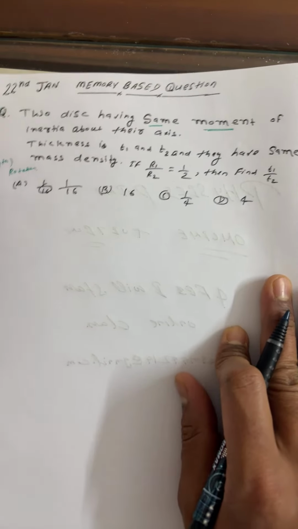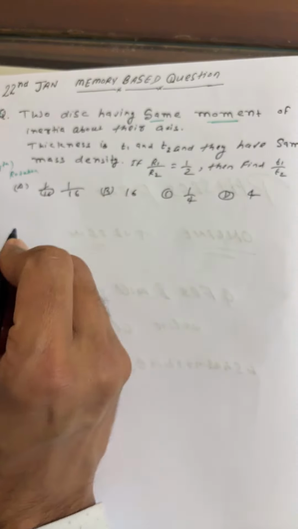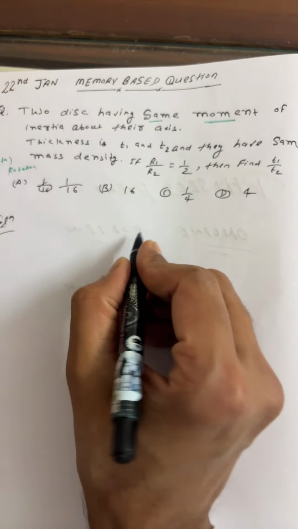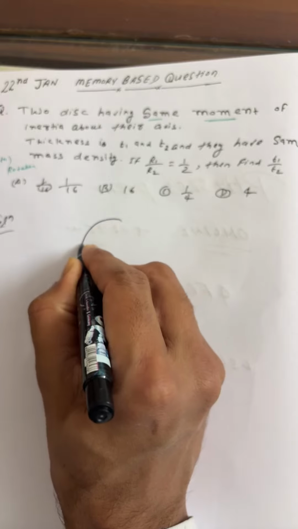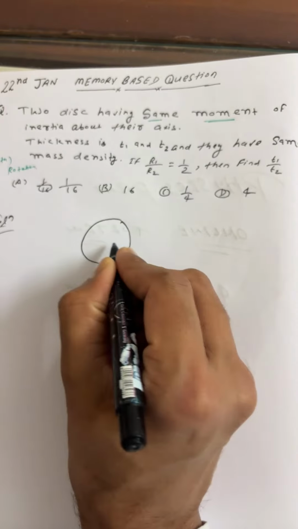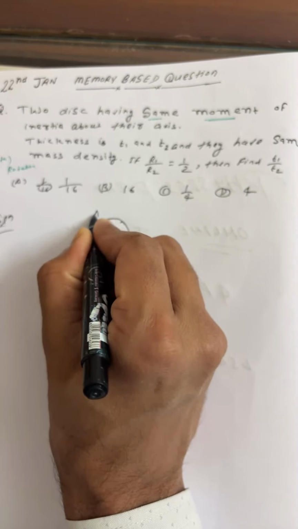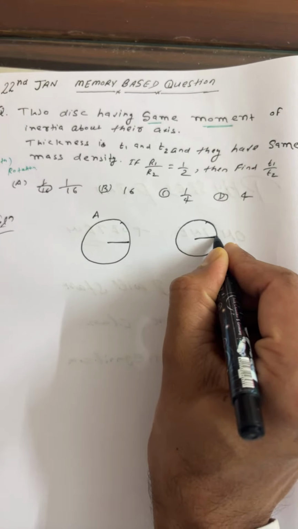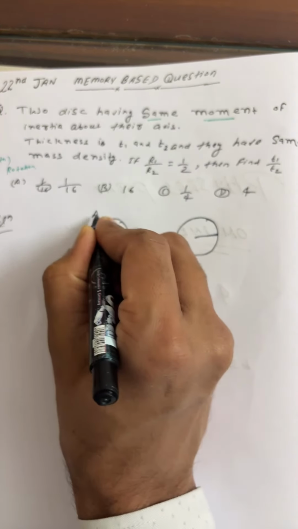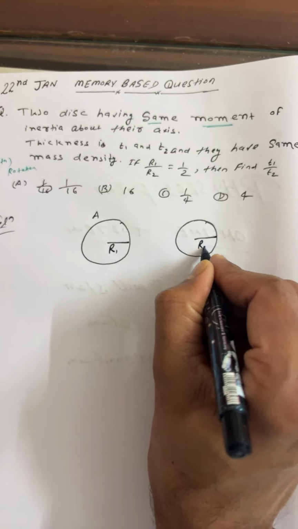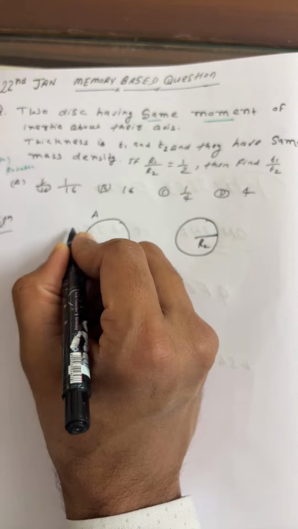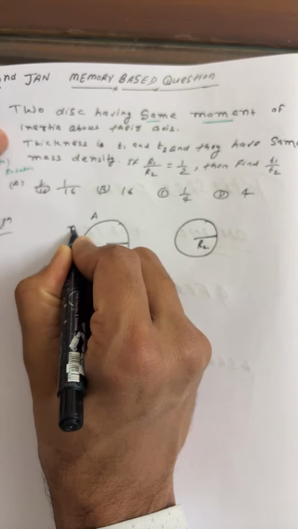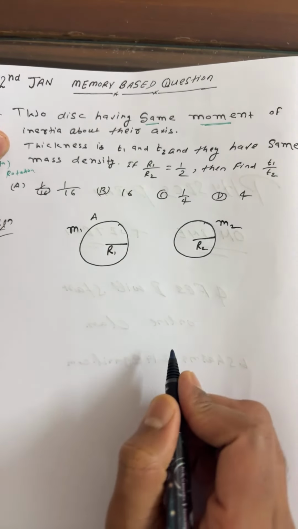Students, now we will go through the solution. There are two disks. First, draw a diagram. Let us suppose this is disk A. Next, this is the radius. You can take R1 and R2. Then take the masses over here: this mass is M1 and this mass is M2.